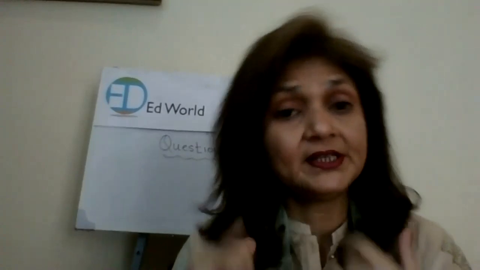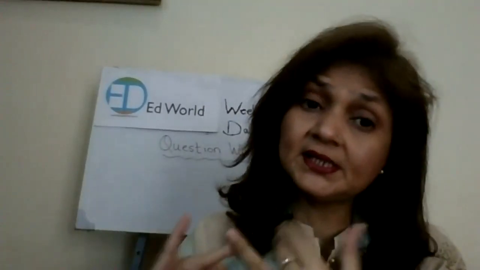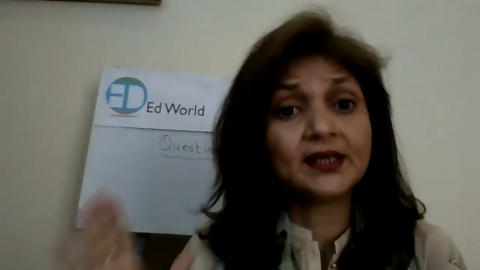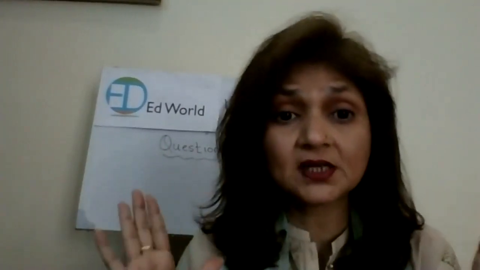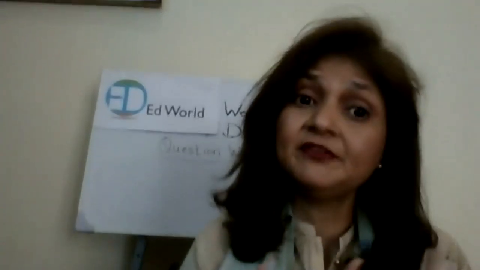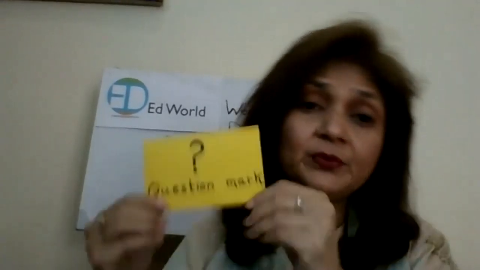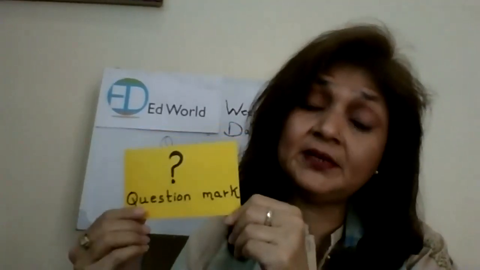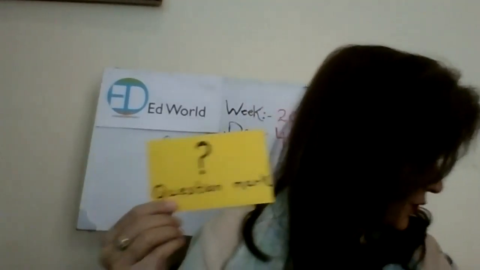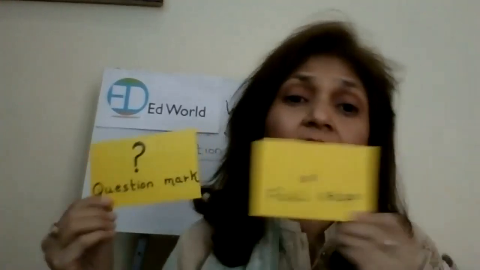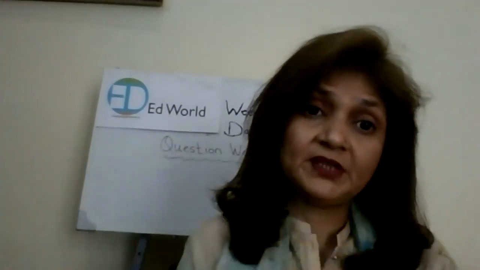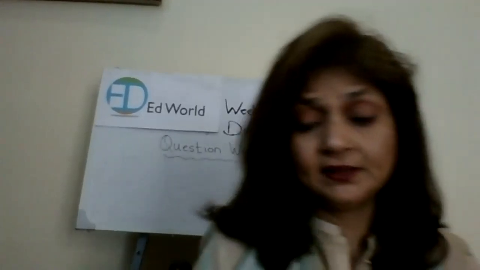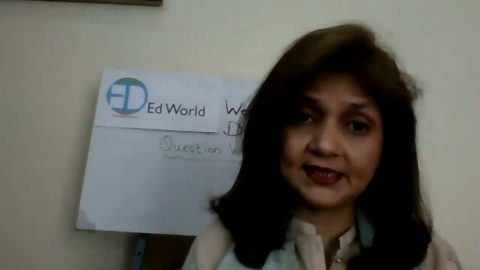So remember, whether it's a simple sentence or an asking sentence, it always starts with a capital letter. And if a sentence is an asking sentence, it will end with a question mark. But if it's a telling sentence, it's going to end with a full stop. That's a period. So you know what's the difference between a telling sentence and an asking sentence.